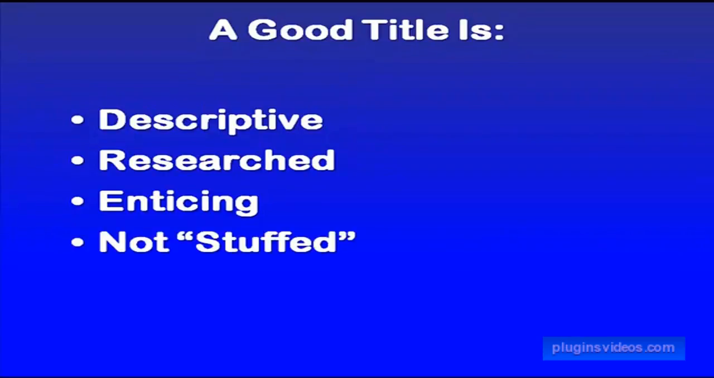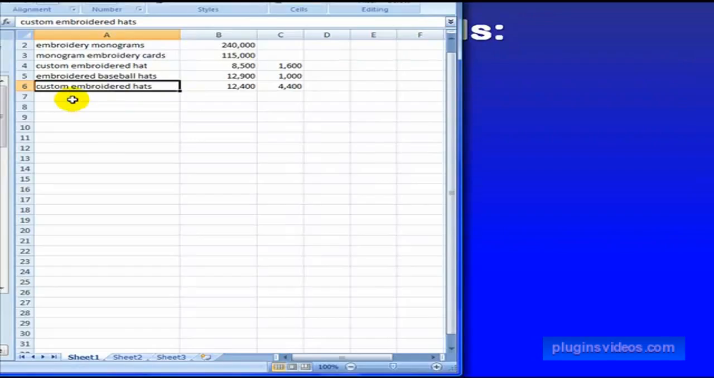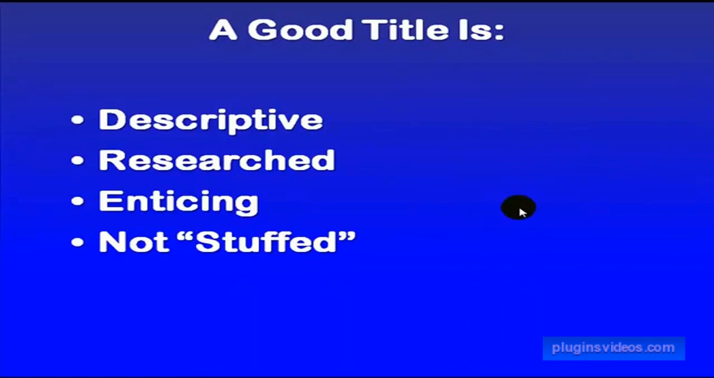You also don't want to stuff your title. What this means is, if you are targeting a keyword phrase such as custom embroidered hats, you would not want your title to be something like, custom embroidered hats. Learn more about custom embroidered hats in this post about custom embroidered hats. You can see how I used the keyword phrase there three times. That is known as stuffing, and the reason that some people still do it is because it did work quite well a long time ago, but it does not work anymore. In fact, it can hurt you. So I'm going to strongly suggest that you don't do that.